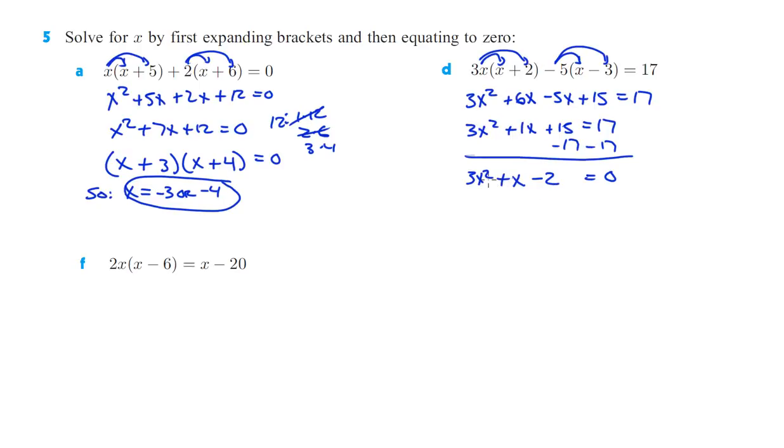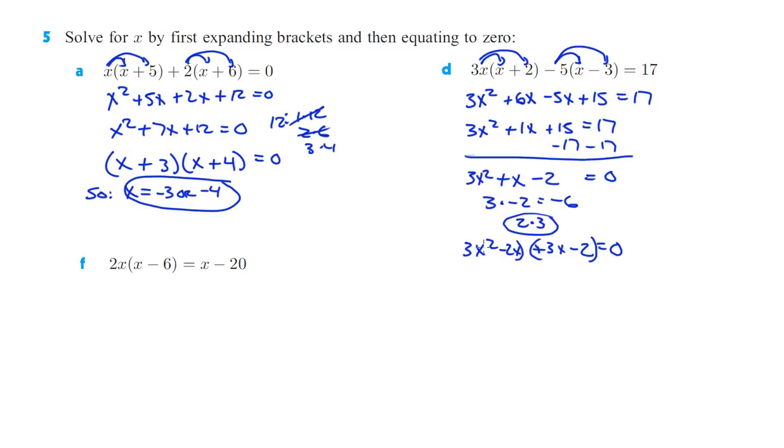Can't factor anything out of all of those, so let's go 3 times negative 2. It's negative 6. Factors of 6 that have a difference of 1 are going to be 2 and 3, right? So we'll have 3x squared and negative 2. And then these have to add up to positive x, so it's going to be negative 2x plus 3x. And this all equals 0.